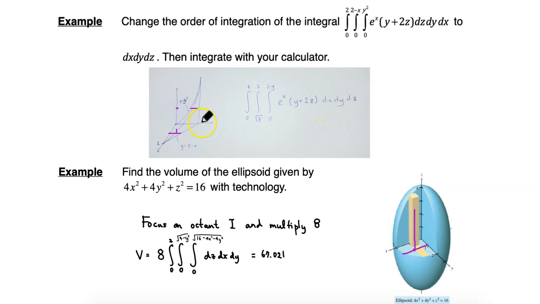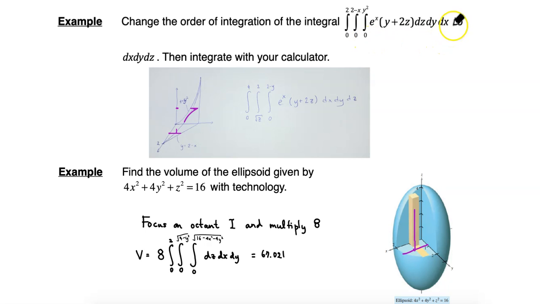And finally, x ranges for each of these. If I pick a certain value of y and z, I would be moving until here somewhere, and that would be from 0 to 2 minus y. I would be hitting this wall that is vertical from y equals 2 minus x. So that's how you integrate.